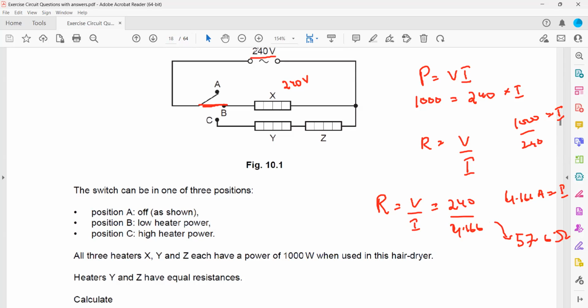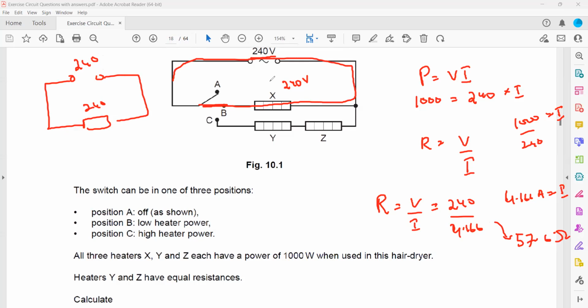How do we know it is 240 here? Because whenever a component is connected in parallel to the supply, it will receive the same voltage. It is 240, so this will receive 240. X is actually in parallel to the supply, that's why it receives the same voltage. But what happened to Y and Z? Y and Z have equal resistance, so the voltage will divide between them. If it's 240 volts and they have equal resistance, the voltage will divide equally, 120 and 120.